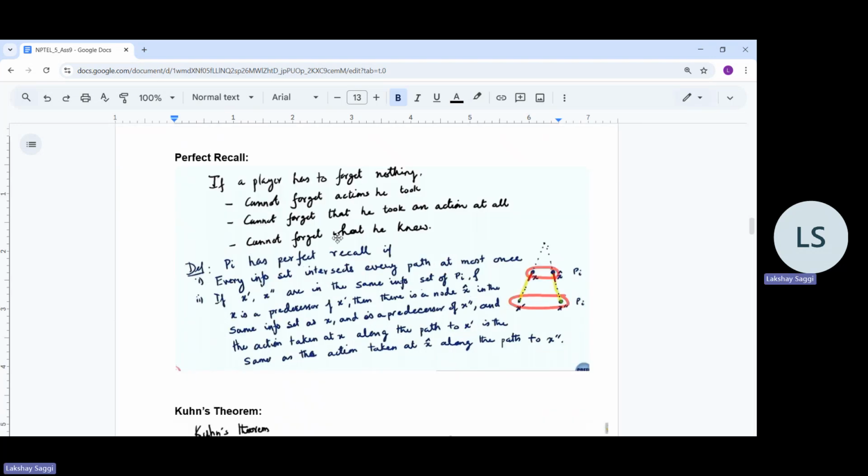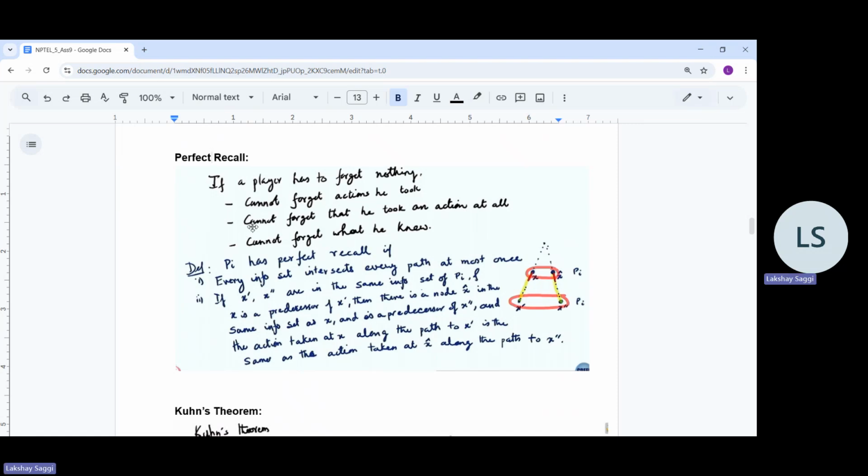So player Pi has perfect recall. This is just an intuitive definition. Now we'll try to formalize it. So a player Pi has perfect recall if, first, let's say the player cannot forget that he took an action at all.